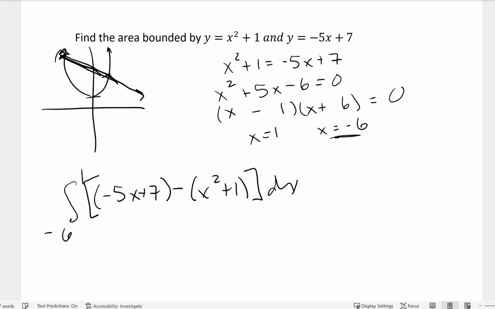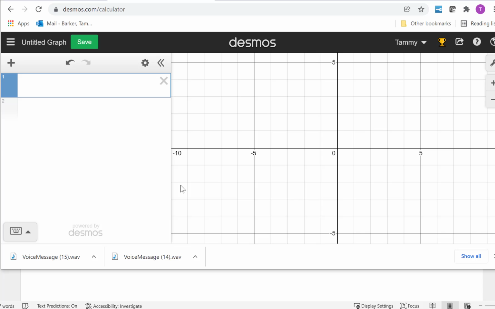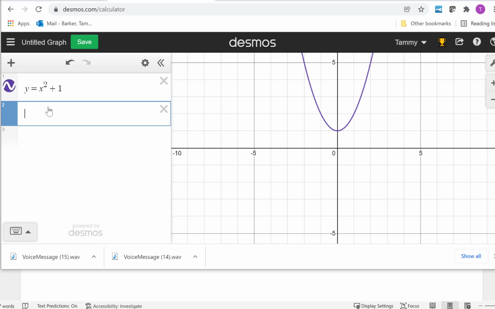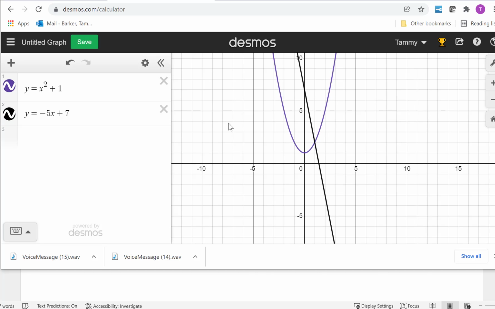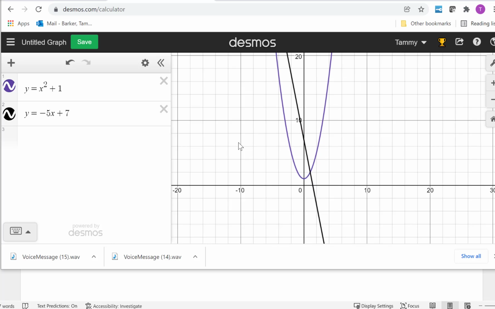If you're not comfortable doing that, like if you're not crazy about trying to graph that yourself, you could of course graph it, like let's graph it in Desmos so I can show you how you could do it alternatively. So you want to enter those as two separate lines. So we have y equals x squared plus 1. And then my second one, I have y equals negative 5x plus 7. And you can't quite see it yet, so I'm just going to move it around a little so we can get that all in the frame.